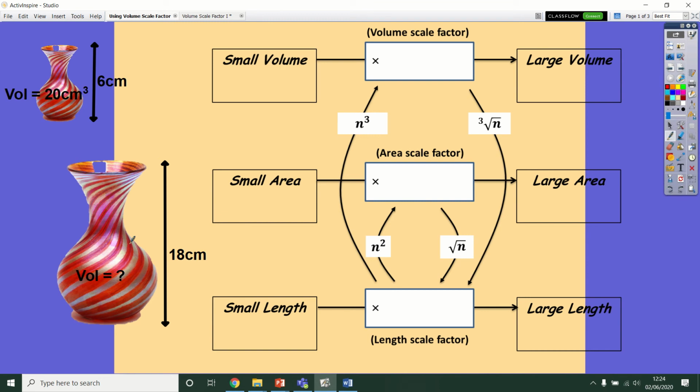Okay, let's look at these vases. We can fill it in just as we have before. So we've got both lengths, 6 and 18. I'm going to put them on the picture.